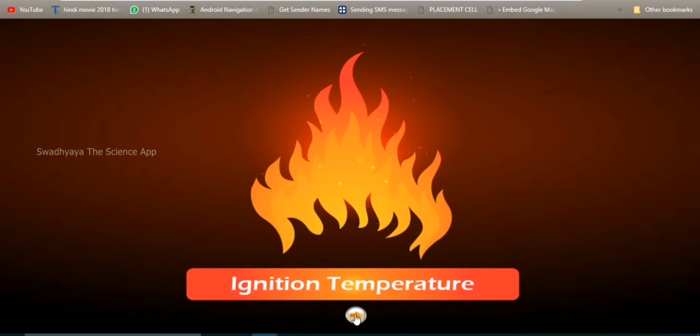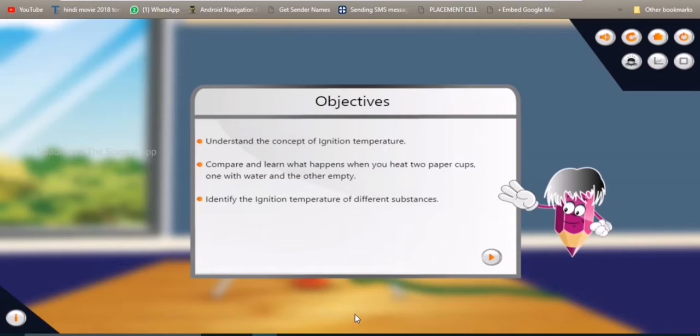Ignition temperature. Let's go to the next. Following are the objectives for the simulation. The first one is to understand the concept of ignition temperature. The second is to learn what happens when you heat two paper cups, one with water and another empty. The third is to identify the ignition temperature of five different substances.